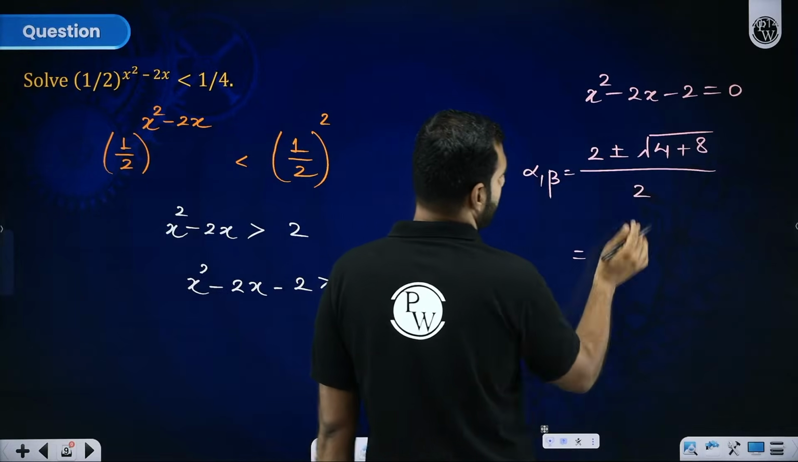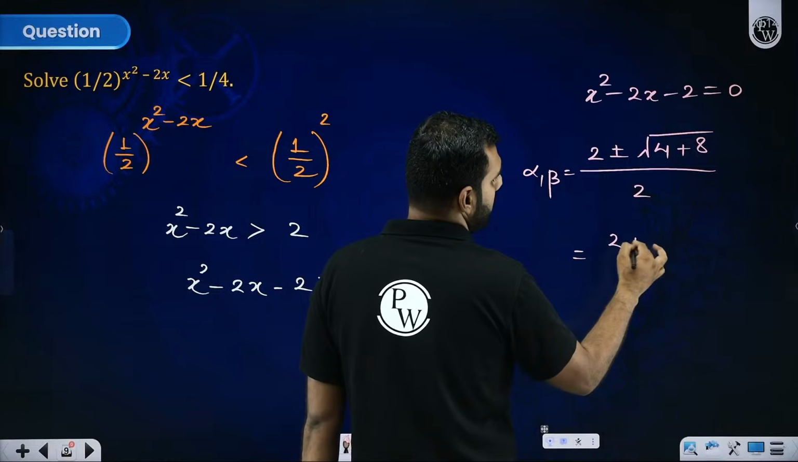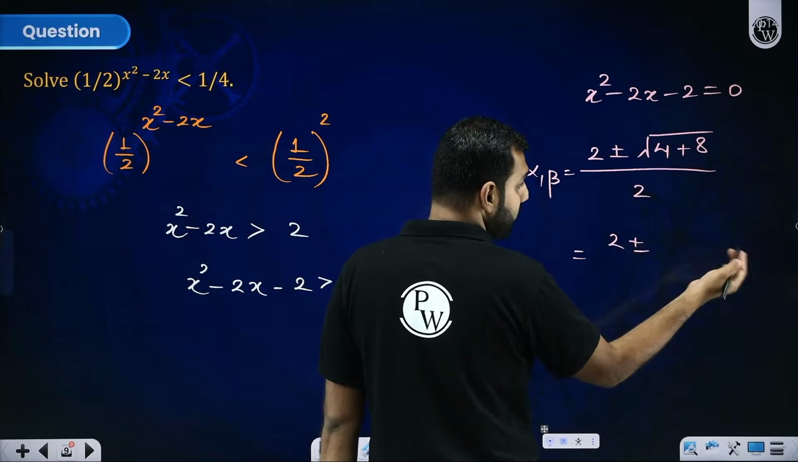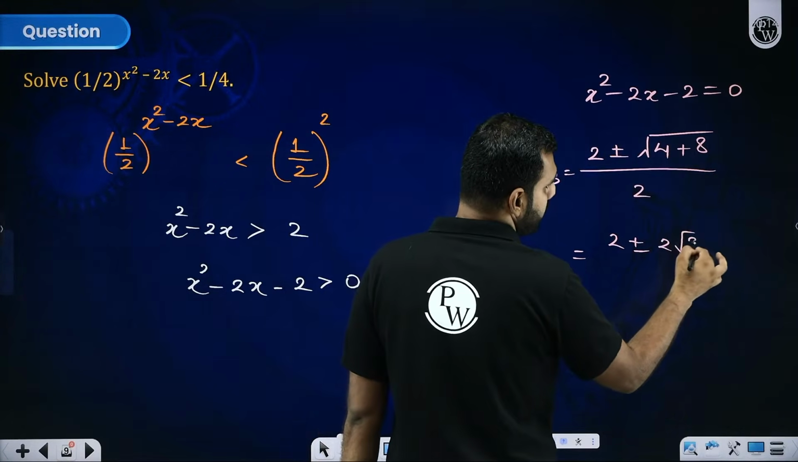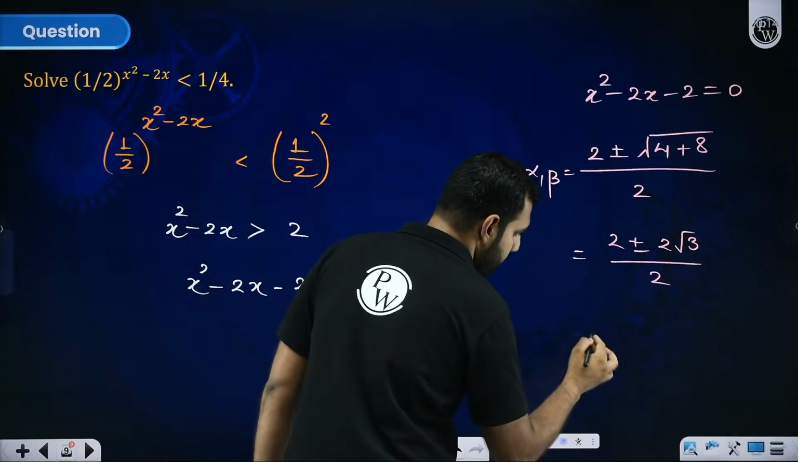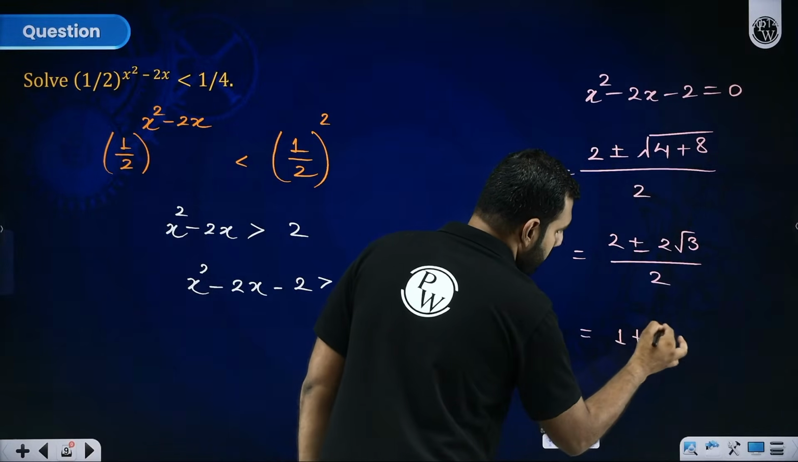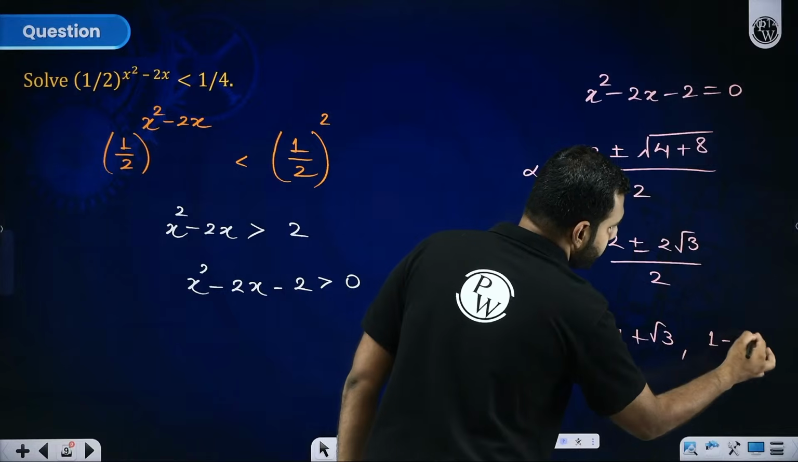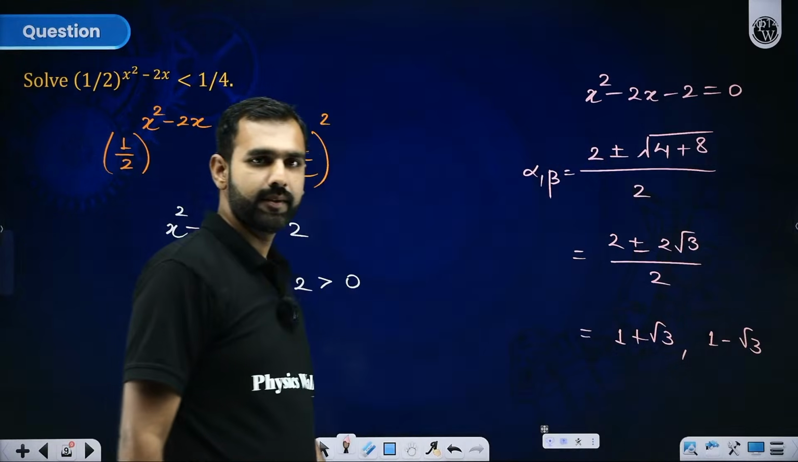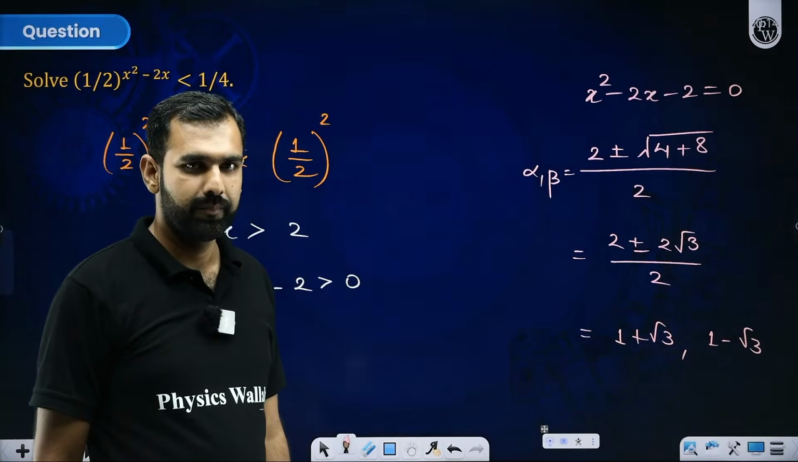So it is given by what? 2 divides it. It is 2 plus minus under root of 8 plus 4, which is 12. 12 is 4 into 3. So it is 2 root 3 divided by 2. So if I simplify this, I'll get 1 plus root 3 and 1 minus root 3. Everybody getting this? Comfortable, everyone?